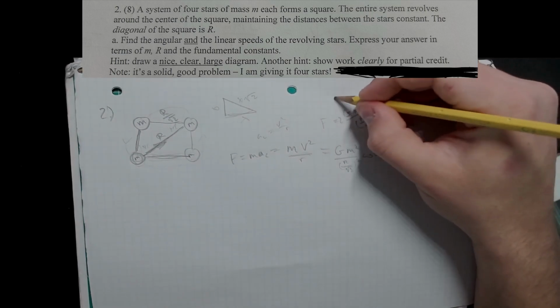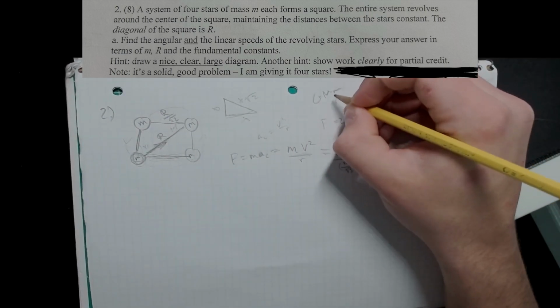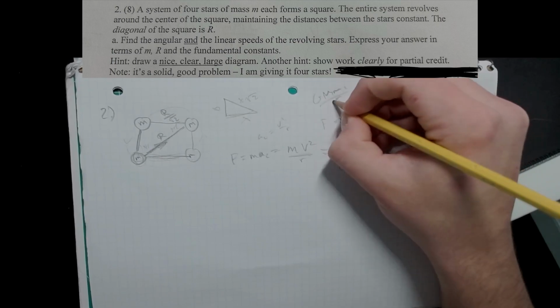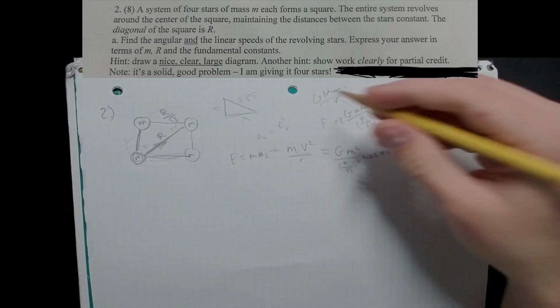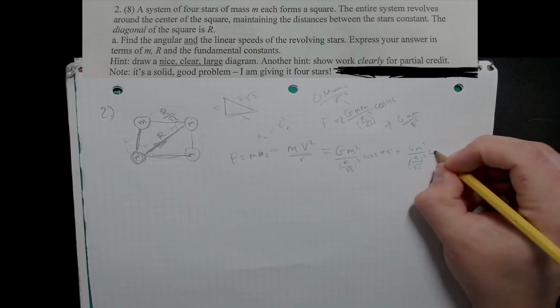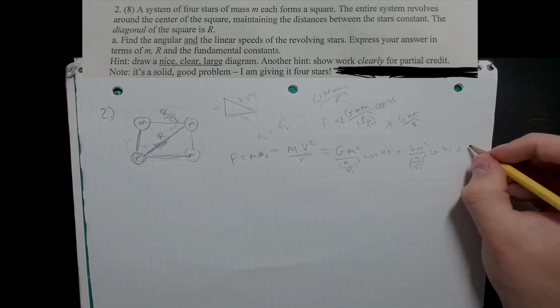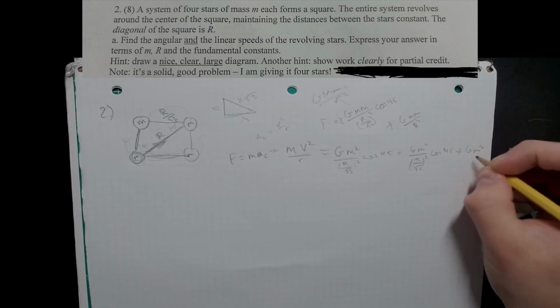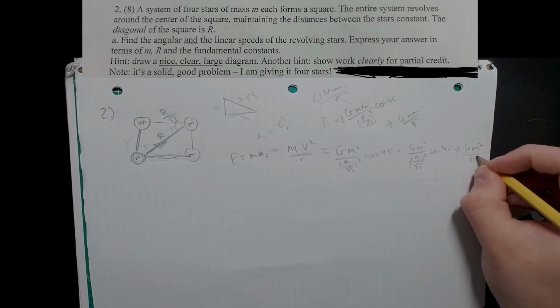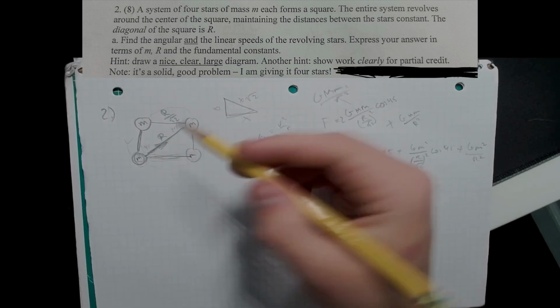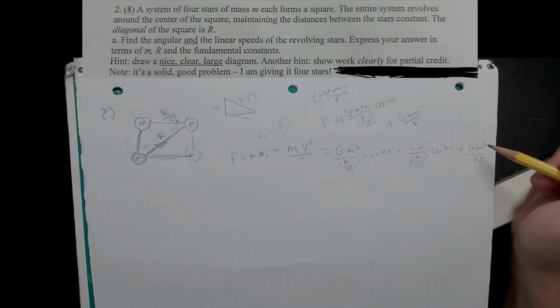And this, guys, by the way, this is just the equation G m1 m2 over r squared, just rearranged. Cosine 45 plus G m squared over r squared, because that one's just that one pole in the same way as the net force. We don't have to do any cosine or funny business there.